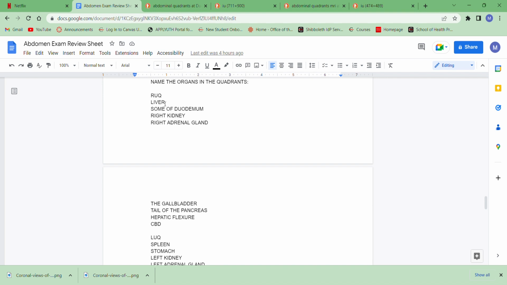Okay, right upper quadrant has the liver, some of the duodenum, the right kidney, and of course the right adrenal gland, because the adrenal gland sits on top of each kidney. The gallbladder is there because the gallbladder is best friends with the liver. That's its little sidekick. So right underneath the liver is the gallbladder. Then you're going to have the tail of the pancreas and the hepatic flexure of the colon, and then the common bile duct.